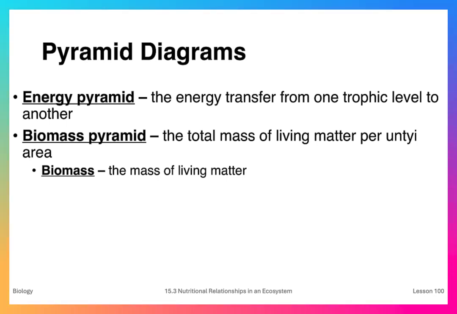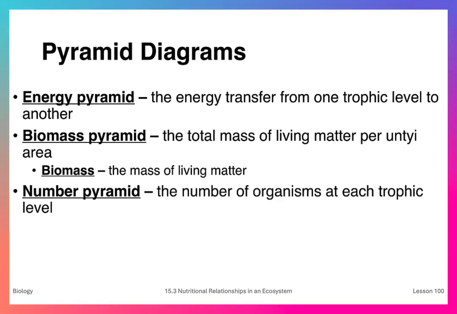The biomass, as I said, is the mass of living matter. And then the third pyramid we're going to talk about is the number pyramid. And the number pyramid looks at the number of organisms at each trophic level.